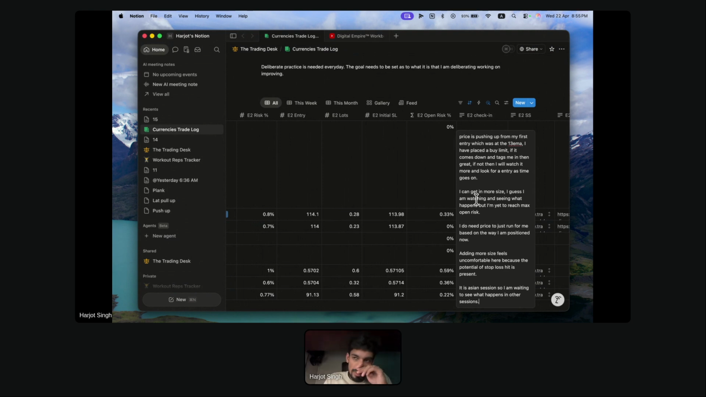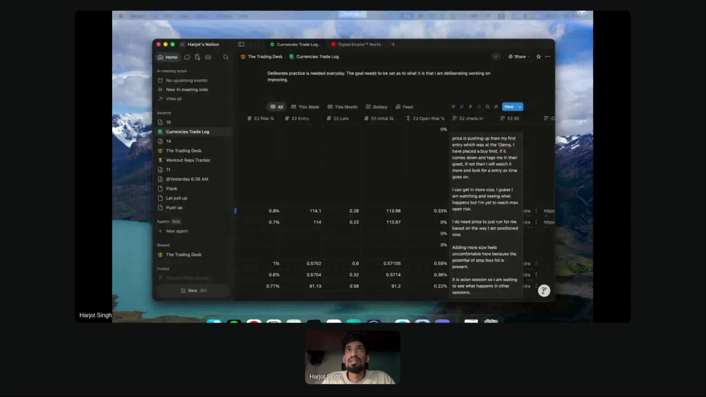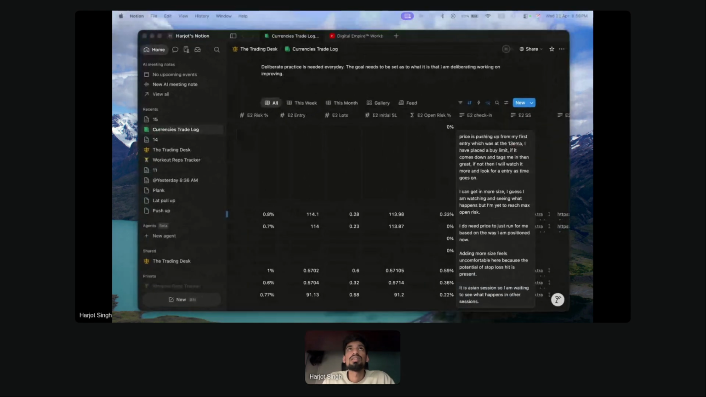Yeah, I think at this point I was having some FOMO issues. I was thinking, if price goes without me and I don't get much size, I always have that kind of battle in my mind. This is just one of those scenarios where I wanted to add more size, but at the same time felt a little hesitant.